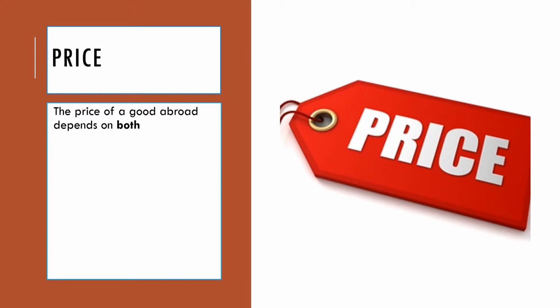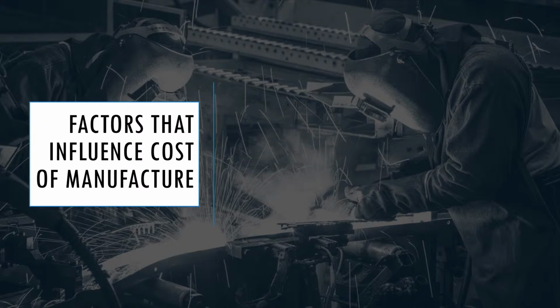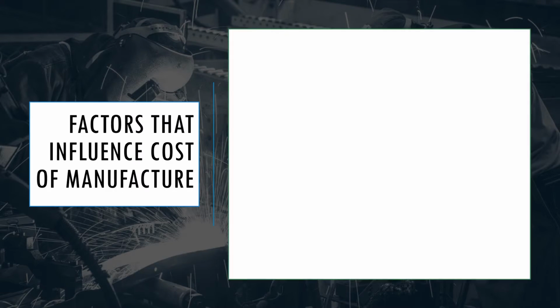So let's think about what factors would influence the price of a good abroad. This depends on both the cost of manufacture, so how much it costs to make these things, and also the exchange rate, because the exchange rate will influence the price that appears in a foreign market. So what factors might influence the cost of manufacture? Well, we have a range of factors, so let's make some notes on these.